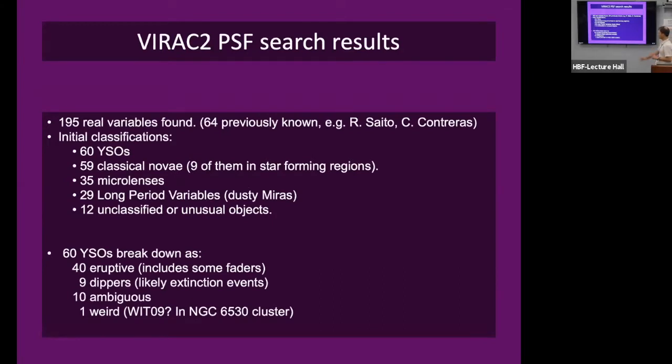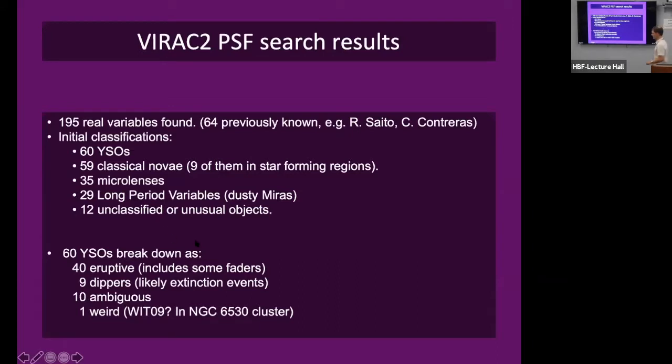Okay, so this is the breakdown: 195 real variables over 4 magnitudes. This is probably fairly complete for things that are well sampled in the 8 years of VVV. I think we have 60 YSOs and 59 classical novae, assuming that 9 of these transients that we've got in star forming regions are just classical novae. The rest are microlenses, LPVs, etc.